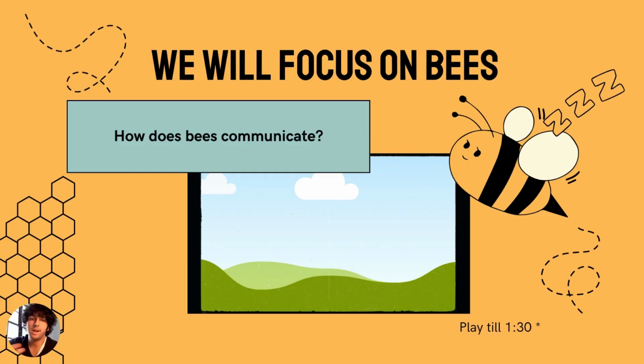So one type of animals or insect that has a primary society system are bees, and we're going to focus on this one. So I ask you guys, how do bees communicate, specifically?